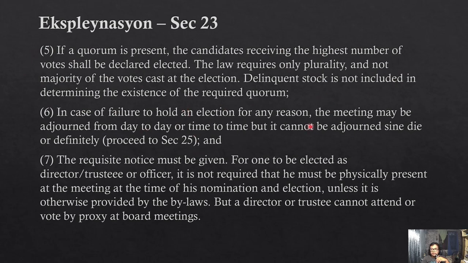Delinquent stock cannot vote. In case of failure to hold an election, to adjourn, proceed to section 25, the requisite notice must be given. Of course, you notify the stockholders and members that a vote will happen. For one to be elected as director, trustee, or officer, it is not required that he be physically present at the meeting at the time of his nomination or election unless otherwise provided by law. For the election, he may not be physically present if allowed by the bylaws.